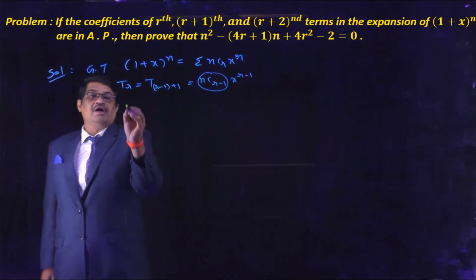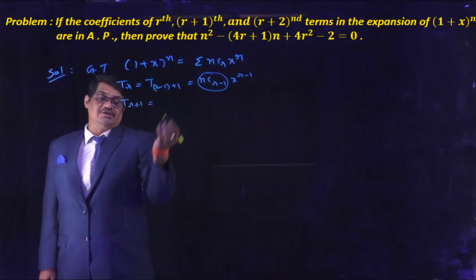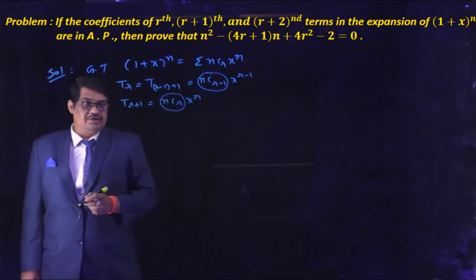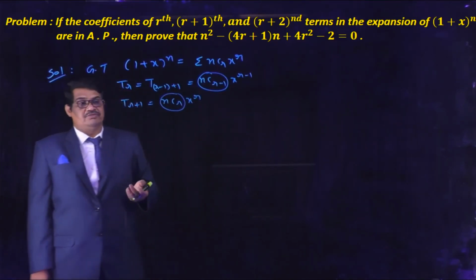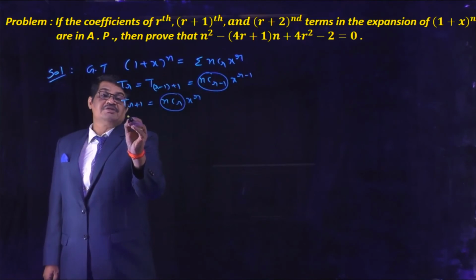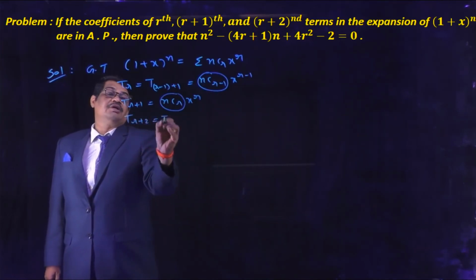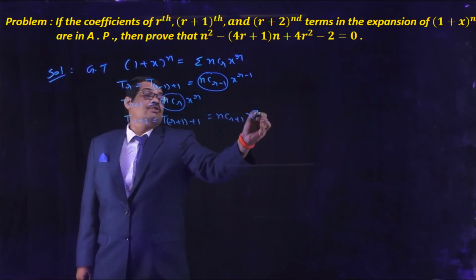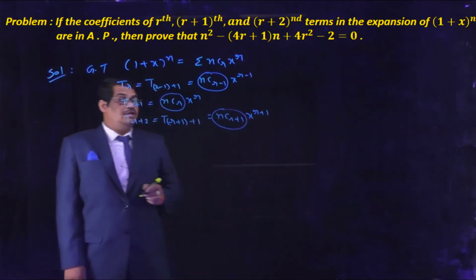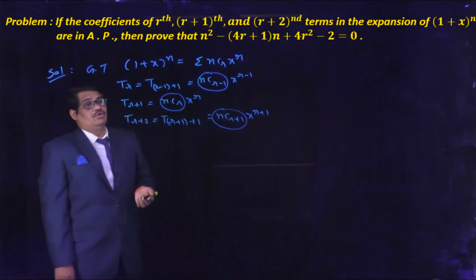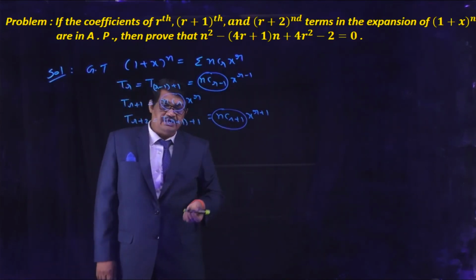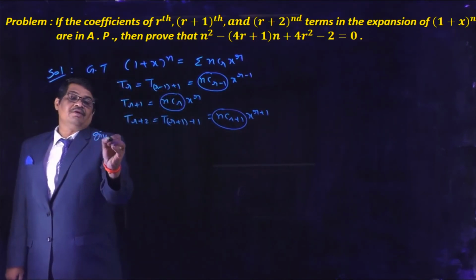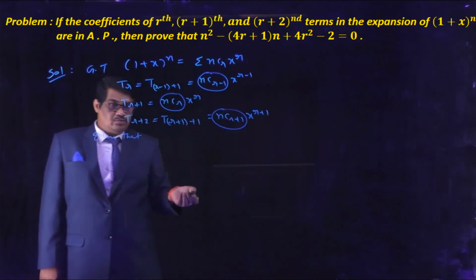Next, we write the r plus 1 term, T r plus 1, which we know is the general term. Now we write nCr x to the power of r. This nCr is the coefficient of the r plus 1th term. Next we write the r plus second term, which can be written as r plus 1 plus 1. Here nC r plus 1 x to the power of r plus 1. What is the coefficient in the term? nC r plus 1. These are the coefficients of the r plus 1 and r plus second terms. These are in AP. Given that, these coefficients are in AP.